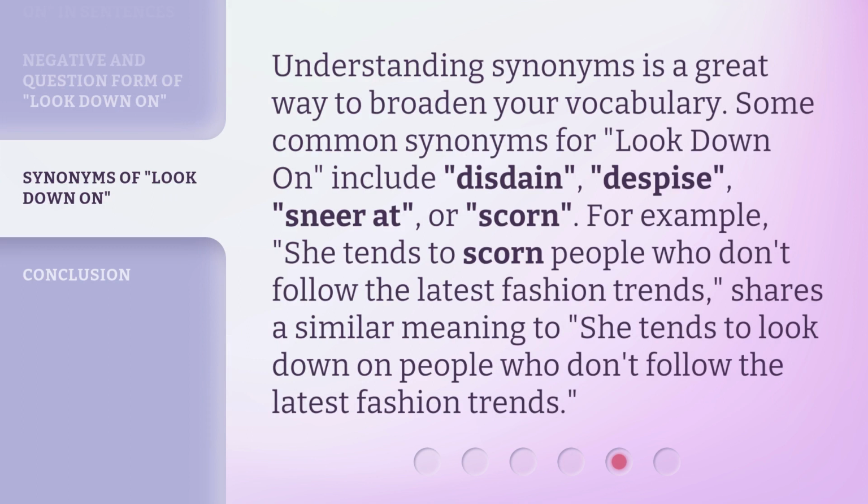Understanding synonyms is a great way to broaden your vocabulary. Some common synonyms for look down on include disdain, despise, sneer at, or scorn. For example, she tends to scorn people who don't follow the latest fashion trends, shares a similar meaning to she tends to look down on people who don't follow the latest fashion trends.